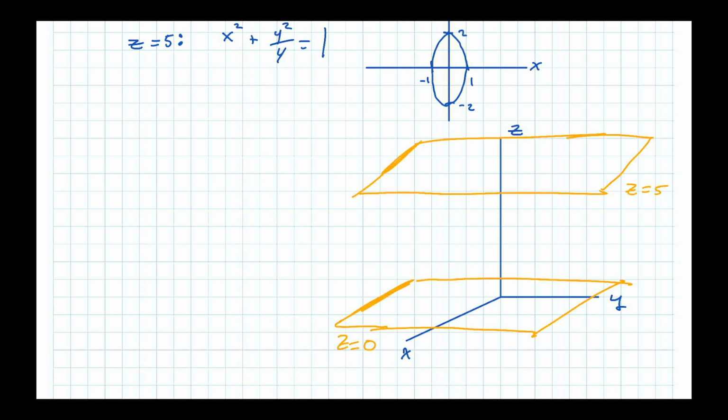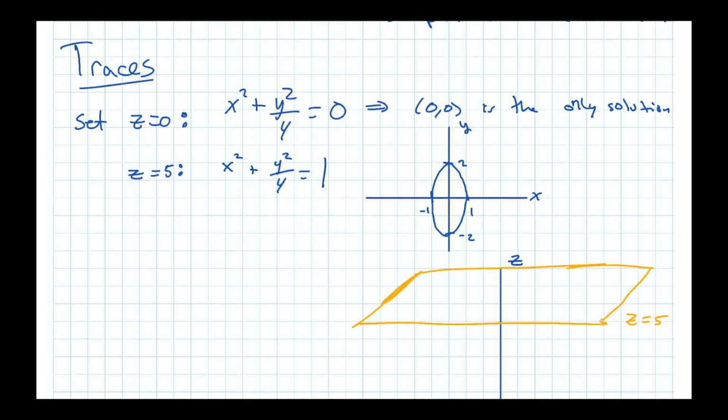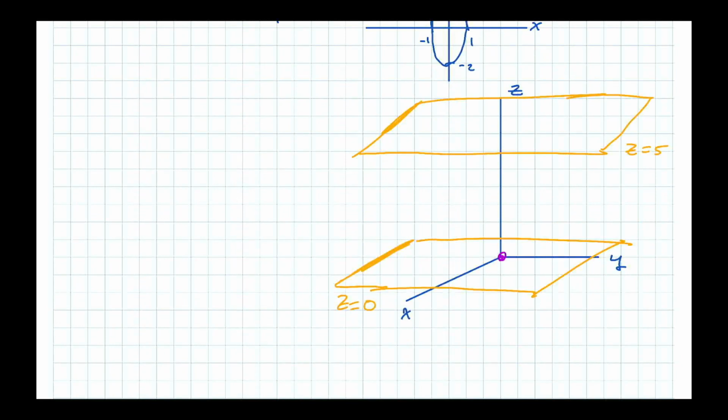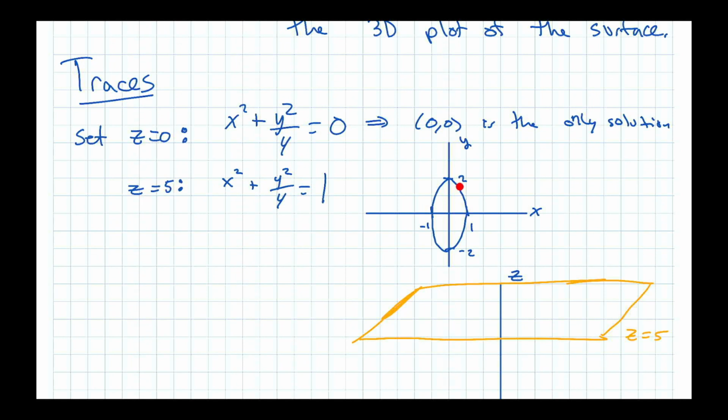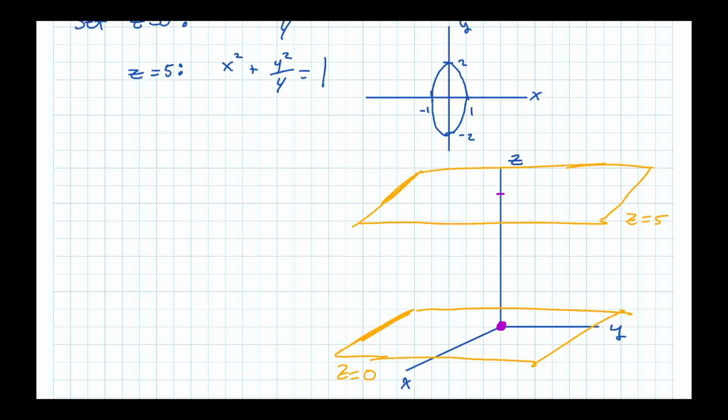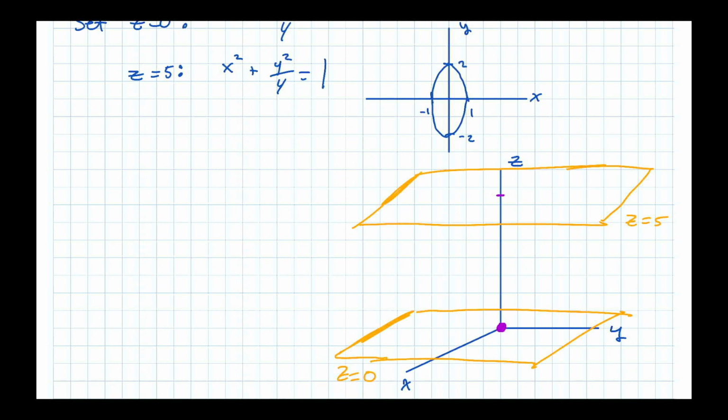And what we discovered was that our three-dimensional picture at z equals 0, we just have 0, 0 is the solution. So that's just a single dot at 0, 0. Okay. Now, at z equals 5, we have this kind of shape, which is plus or minus 2 on the y-axis, plus or minus 1 on the x-axis. So, this actually intersects somewhere like there. But so on the x-axis and the y-axis here, you've got plus 2 there, minus 2 there, plus 1, minus 1. You have a shape like that.